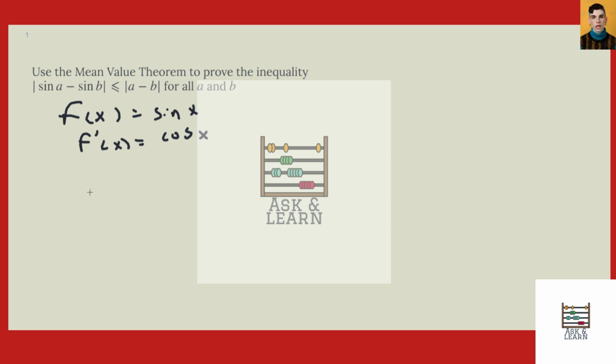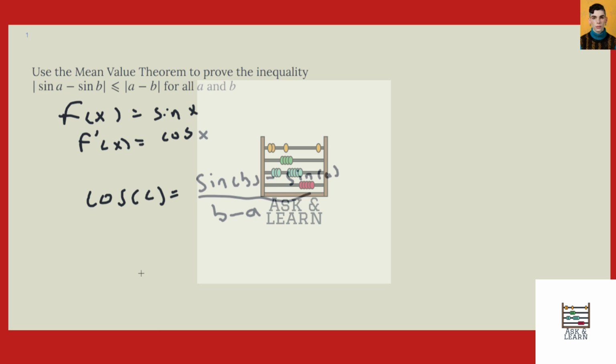So we can write that there exists some c where f prime of x, which is cosine of c, is equal to the average slope, which is sine of b minus sine of a over b minus a.